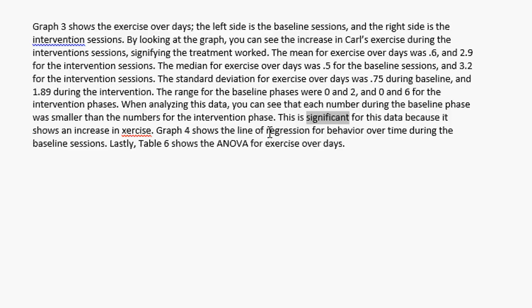Graph 4 shows the line of regression for behavior over time during the baseline sessions. Notice it doesn't tell the reader what that shows. It's just saying, oh, there's graph 4. And then lastly, table 6 shows the ANOVA for exercise over days. Again, nothing about what's in the ANOVA, just there it is, folks, and then you interpret it for yourself. So you actually have to present this in a way that in the text itself, in the manuscript itself, the reader understands what it is you're saying.